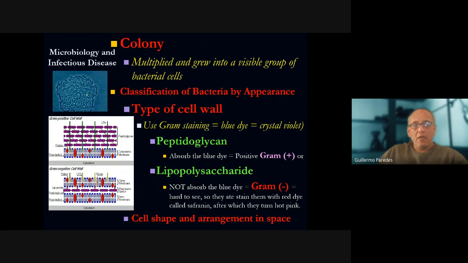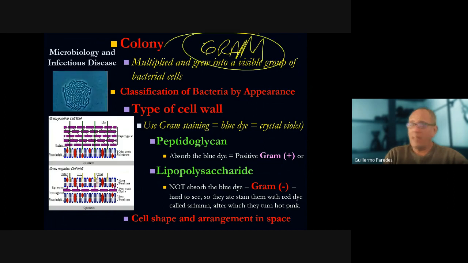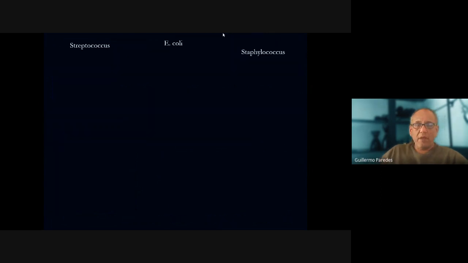Okay, so let's talk about the colony. A colony is what grows after you seed the urine with the bacteria in the culture with the medium that has nutrition. Then this colony is going to be taken into the gram stain. Gram is a name, so it's not an acronym or something. Gram is a name, okay? Who's Dr. Gram? All right, so let's start.